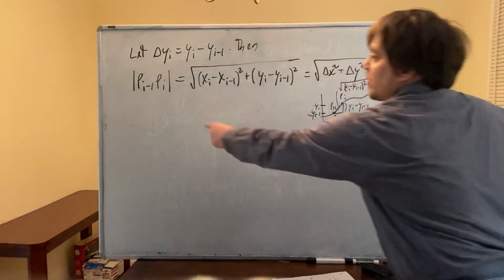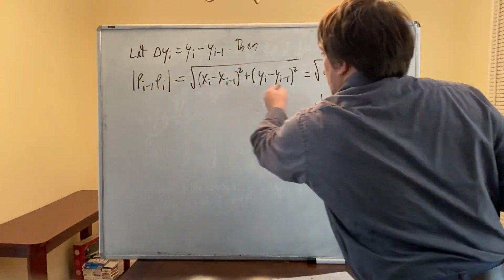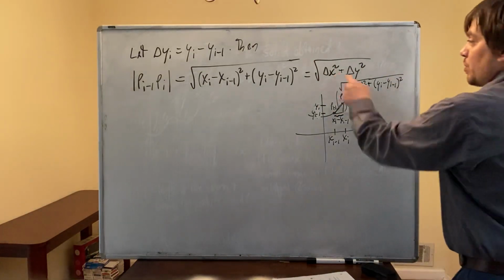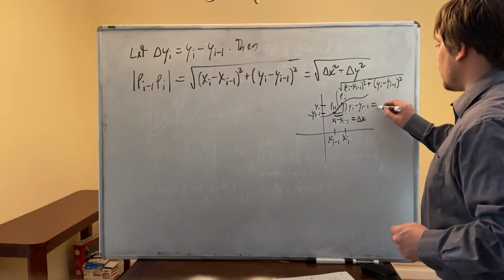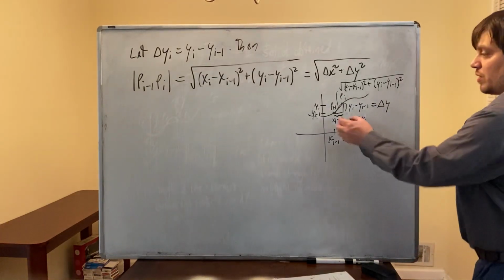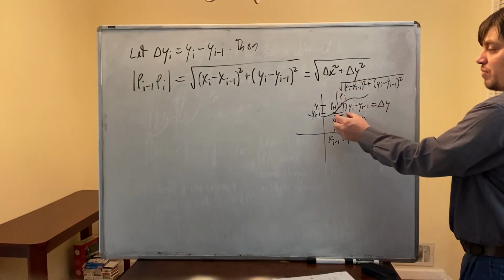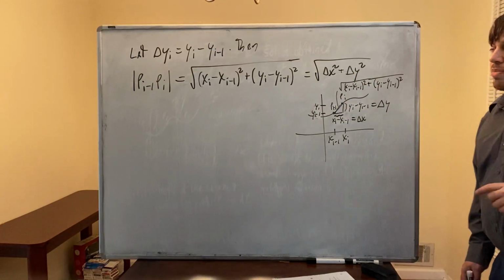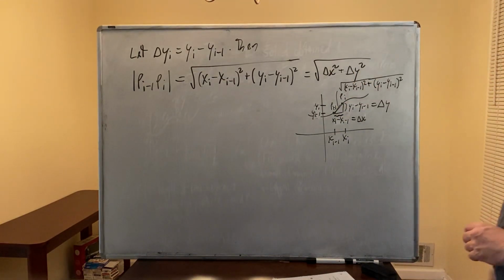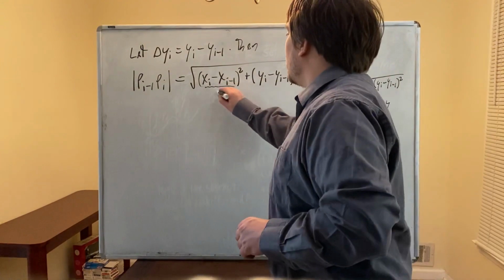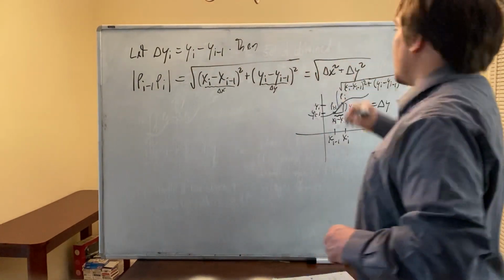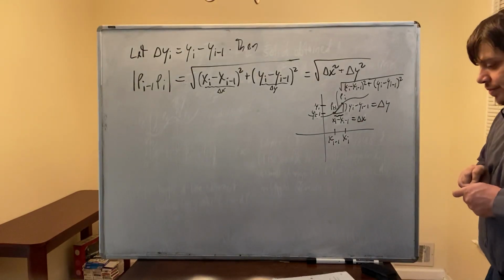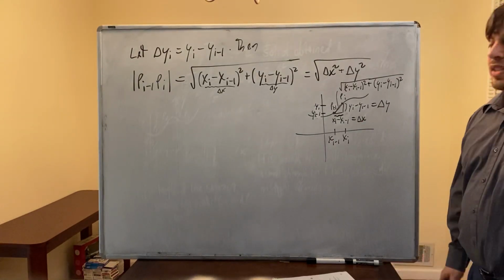And so that's how we're getting the length of p sub i minus 1 p sub i as the square root of that, which is equal to the square root of delta x squared plus delta y squared, where this is delta x and that's delta y. Again by the Pythagorean theorem, this is delta x and you square it, and that's delta y and you square that.